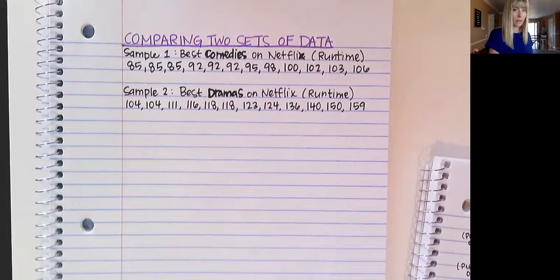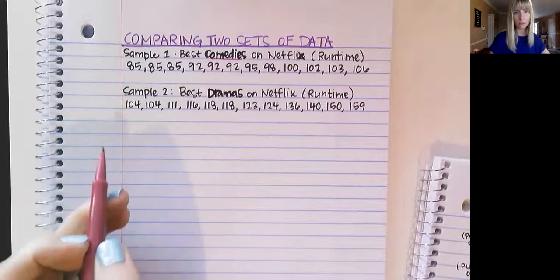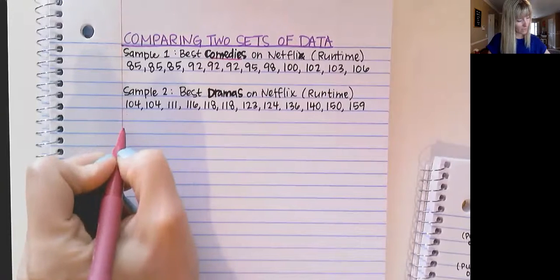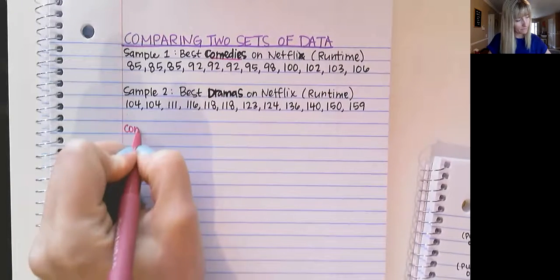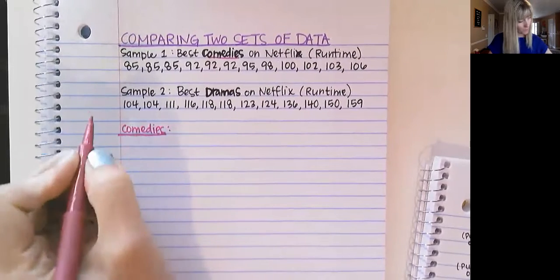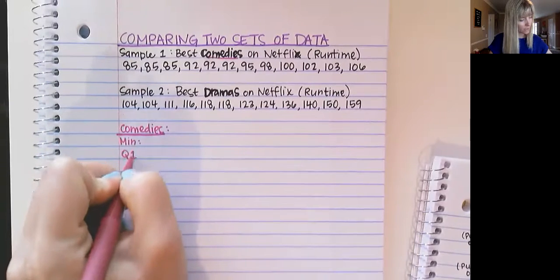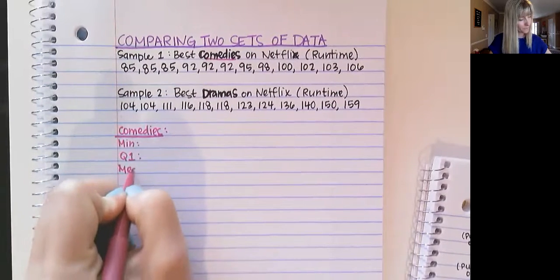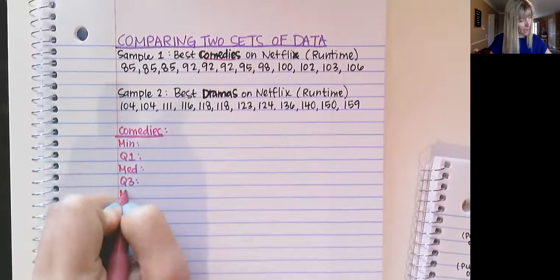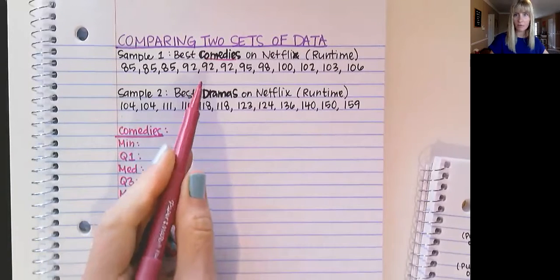So I'm going to start with sample 1, which is comedies. I am going to start marking things. I remember my 5 number set. I'm going to come down here, skip a space, and write comedies. I need my 5 number summary, which means I need the min, the lower quartile, which is Q1, the median, the upper quartile, which is Q3, and the max. So I am now going to come back up to my list and find those things.